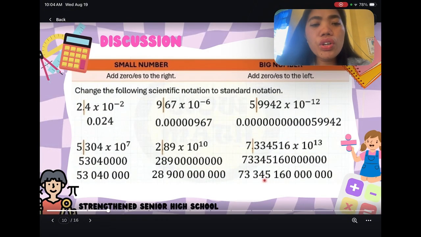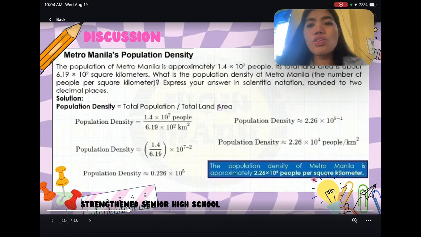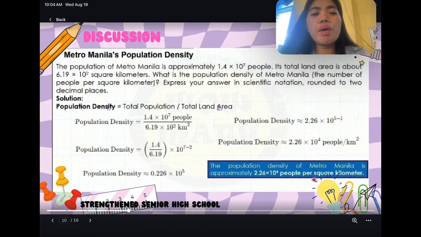Okay, so you are done with this one as well. So let's proceed to a sample word problem. Metro Manila's population density. The population of Metro Manila is approximately 1.4 times 10 raised to the power of 7 people. Its total land area is about 6.19 times 10 raised to the power of 2 square kilometers. What is the population density of Metro Manila, or the number of people per square kilometer? Express your answer in scientific notation, rounded to 2 decimal places.